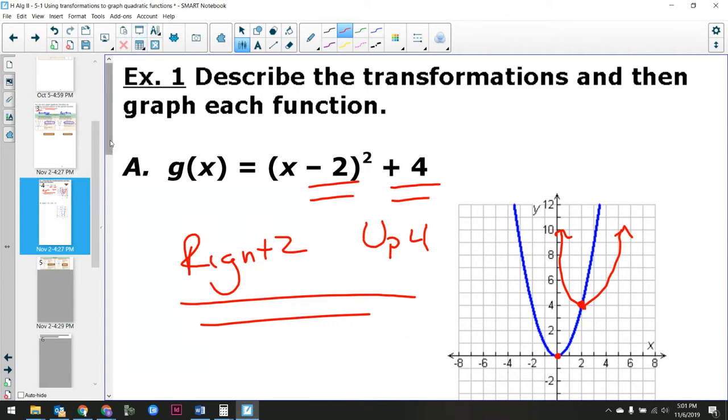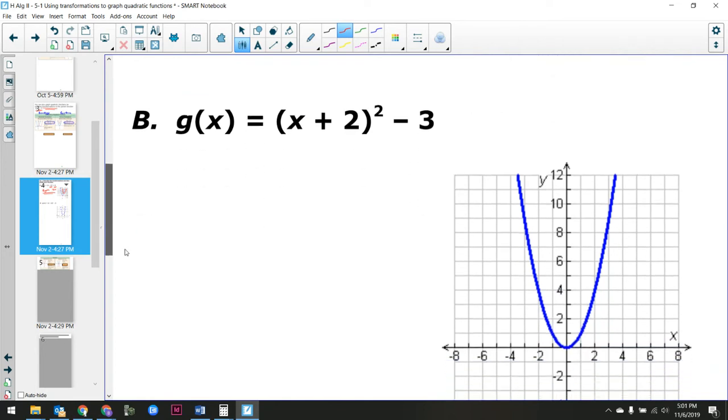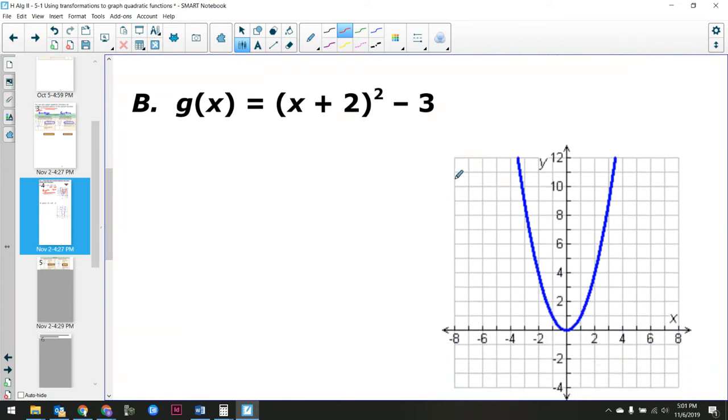Same thing here. What's happening here? Pause and think about it. What is happening here?